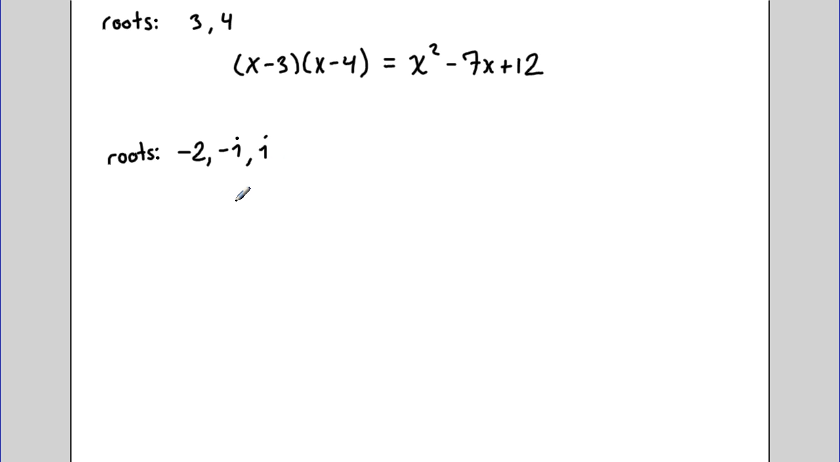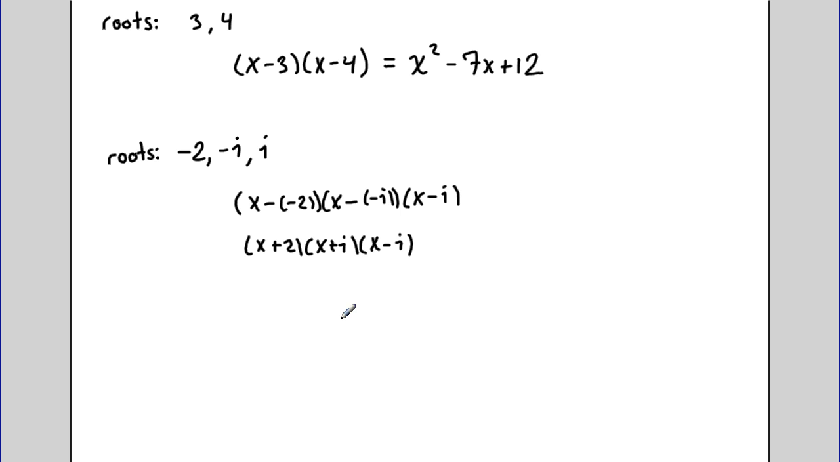To set this up, we'll go the same route here. We know that if these are our 3 roots, we can write our factored form of the polynomial as x minus our first root times x minus our second root times x minus our third root. Now let's just rewrite this so it looks a little bit nicer. We'll have x plus 2 times x plus i times x minus i.